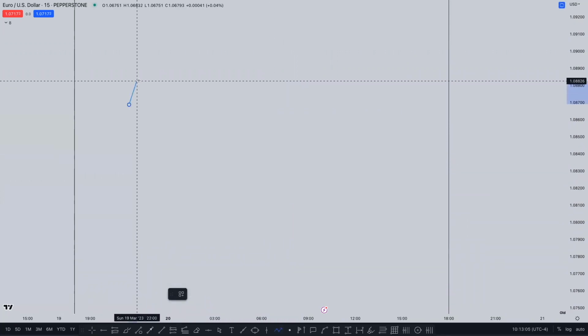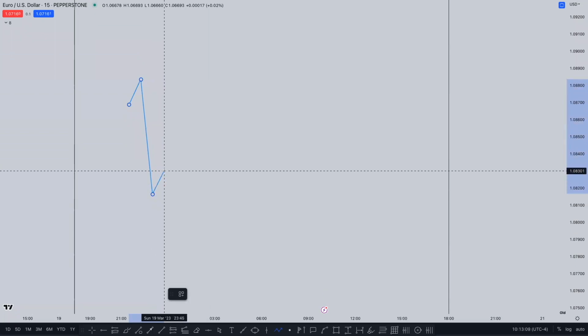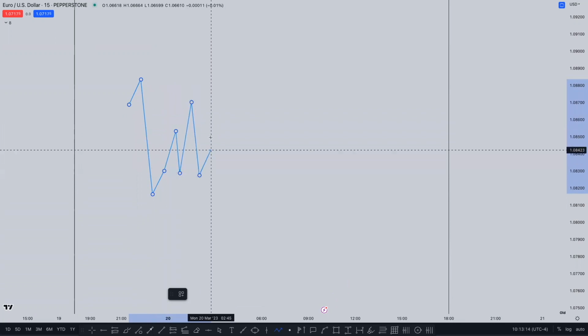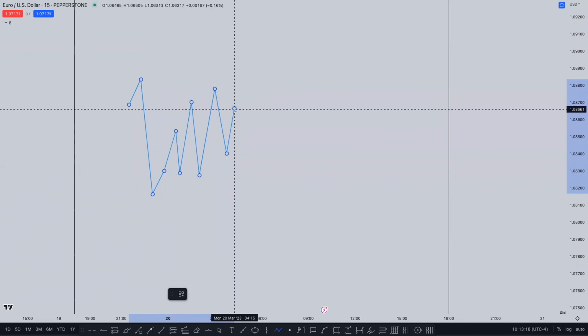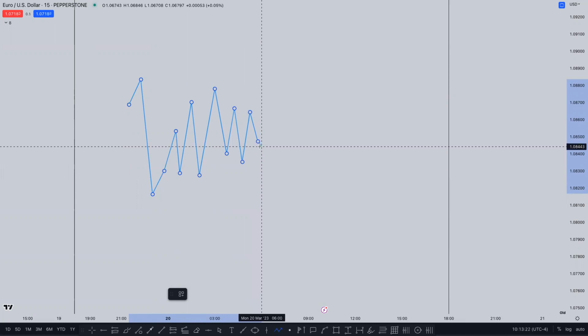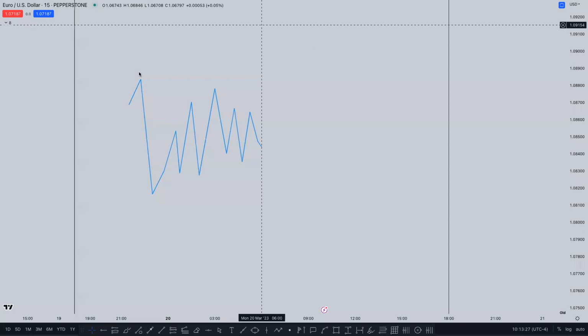The way we define consolidations in the mentorship is price within a high and a low, and it produces more than three or four swing points. When it produces more than three or four swing points, or builds up liquidity inside of a defined range, that is a consolidation. So here, price is working within this high and this low, and it's creating points of liquidity inside of it.